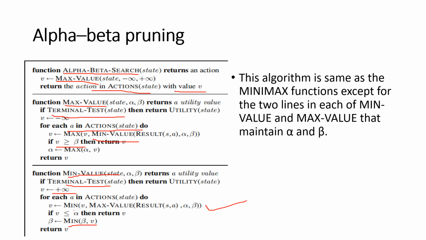So this algorithm is the same as the minimax algorithm, except for the lines in min value and max value that maintain alpha and beta. So the logic of minimax is unchanged. The only difference is tracking of alpha and beta and adding pruning conditions. And the result will be the same optimal move with fewer nodes explored in this case, alpha-beta pruning.